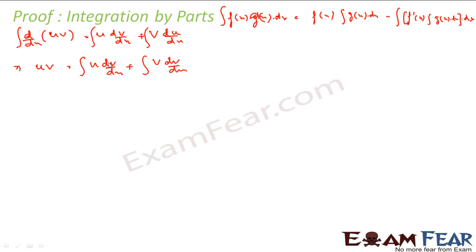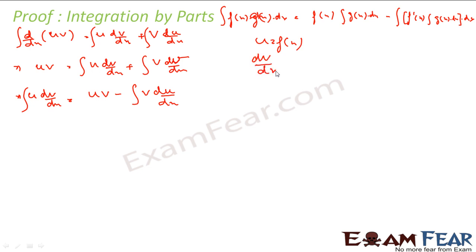So let's find this one, integration of u dv by dx. It is nothing but uv minus integration of v du by dx, correct? Now let's do one thing. If you compare these two, if I take u as f(x), u is equal to f(x), and dv by dx is equal to g(x), my formula is all the same.